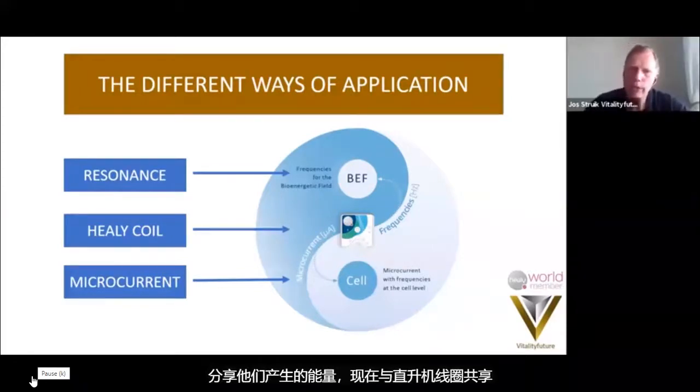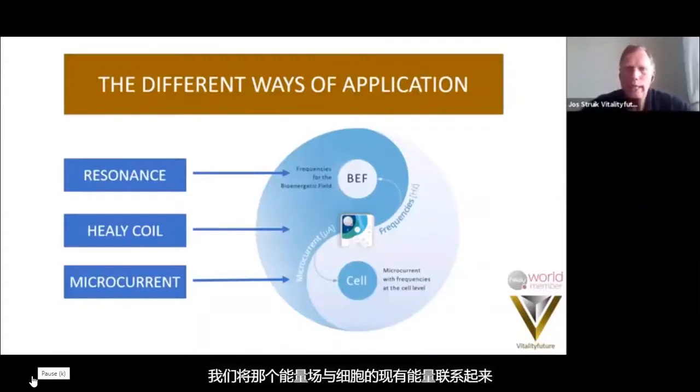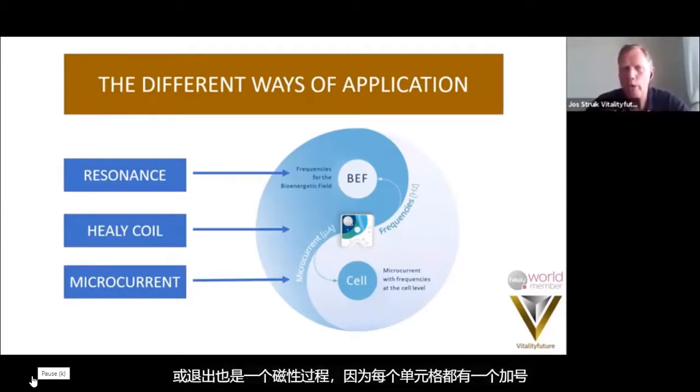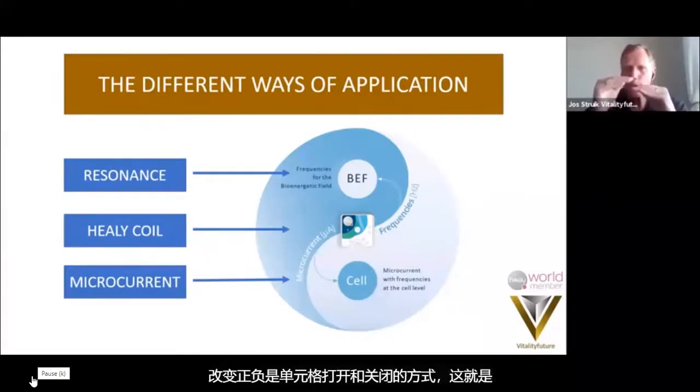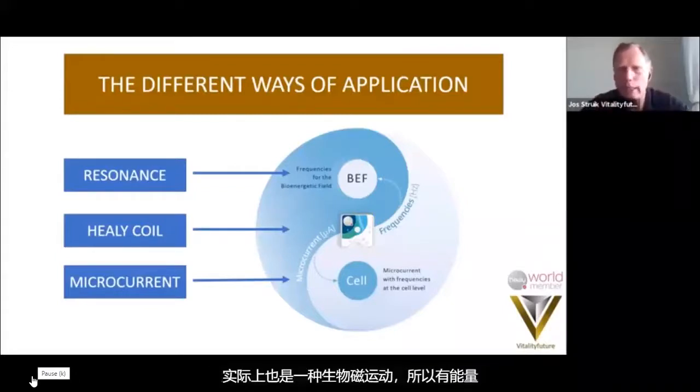And now, with the Healy coil, we connect with that energy field, with the existing energy, with the cells. Actually, the opening and closing of the cells to get nutrition in or out is also a magnetic process, because every cell has a plus polarity on the outside and minus on the inside. And changing that plus and minus is a physical process, and that is the way cells open and close. So that's also a biomagnetic exercise, actually. There is energy being used to open it up and close it again.